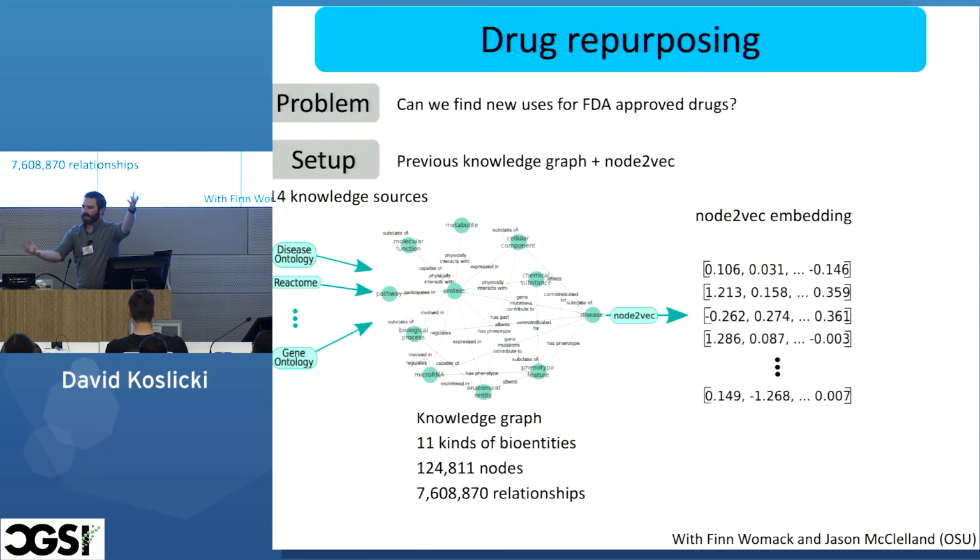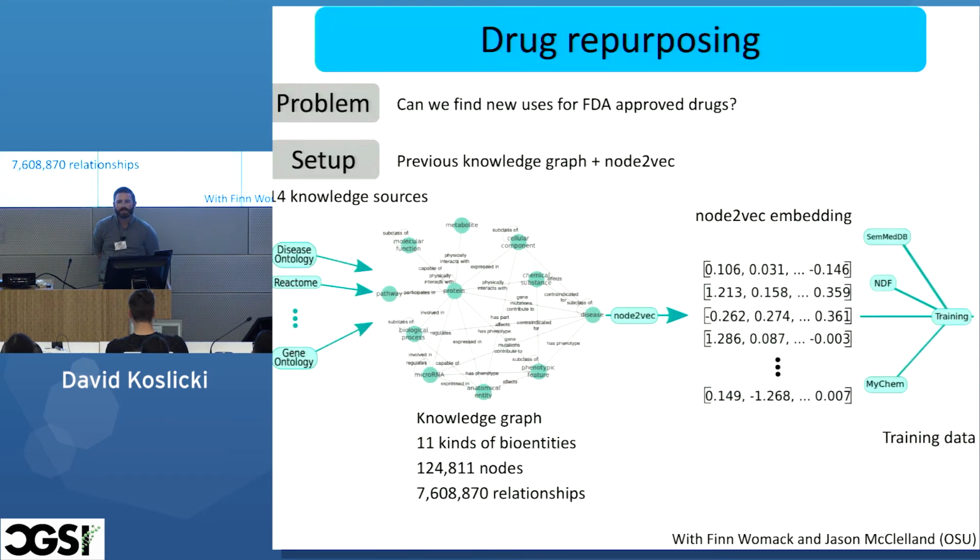Then, to use this for drug repurposing, I'm going to need some training data of known drugs which treat diseases, right? So I can use a couple other repositories of information: SemMedDB, which is really interesting. They use natural language processing to look at all the different abstracts in PubMed and then pull out relevant terms. MyChem, which is another curated repository, and then this NDF, the National Drug File. This is basically the big file put out by the Veterans Administration that tells doctors which drugs are okay to prescribe for which diseases. It's like, okay, this will be useful for training data.